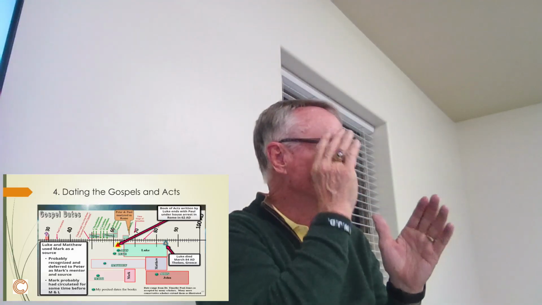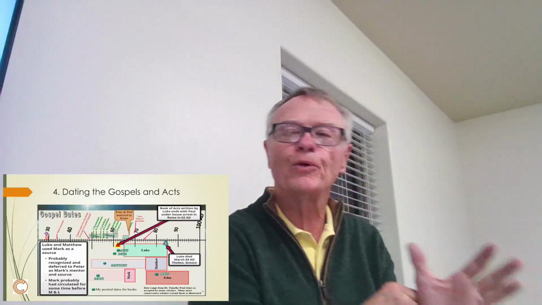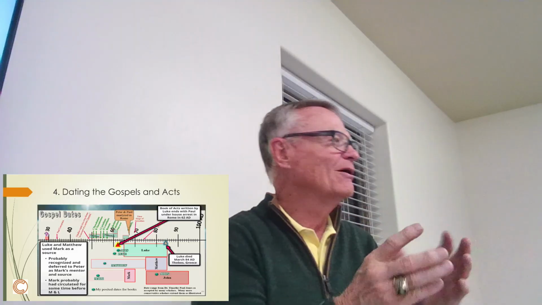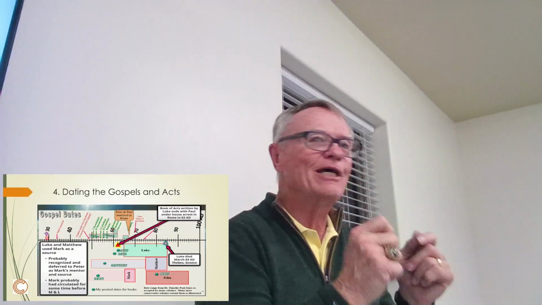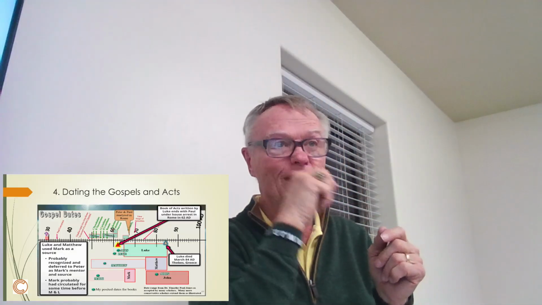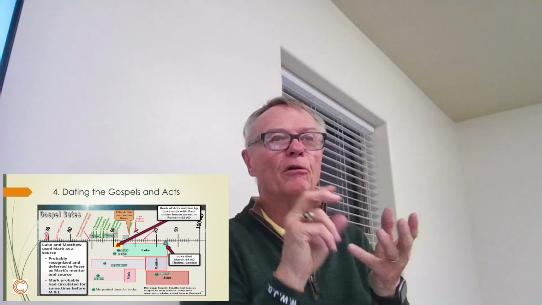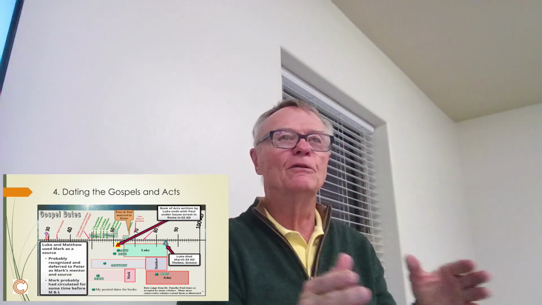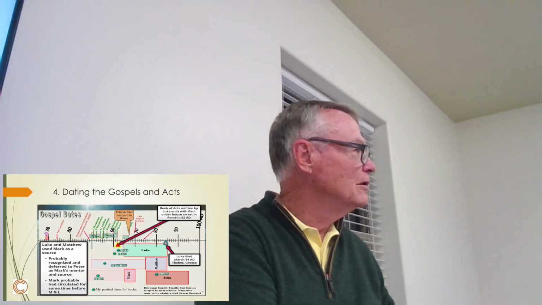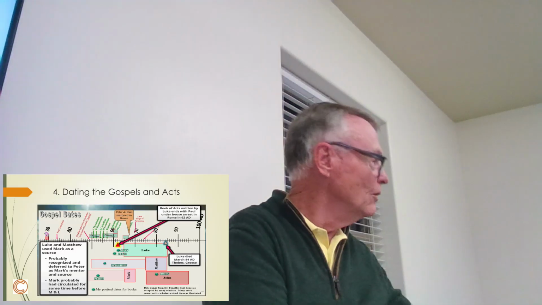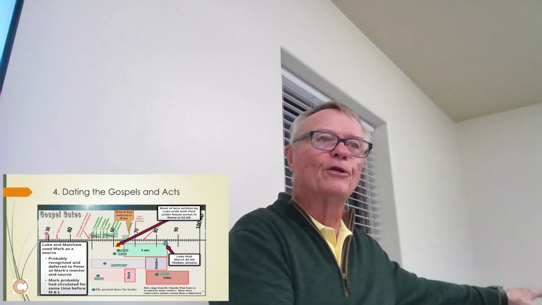So those two things together, and a number of other reasons, are the probability for why we have to set Luke around 63, call it 62, 63, maybe 64. You cannot set it any later, to my way of thinking, because of those two. If the Jewish revolt happens in 66 and Paul is martyred in 68, that means Luke had to have written Acts earlier than that. It also means he had to have written Luke earlier than that. It also means Matthew and Mark had to have been written earlier than that.